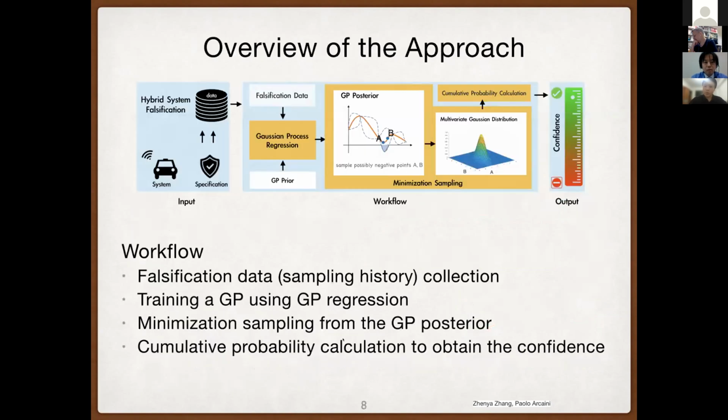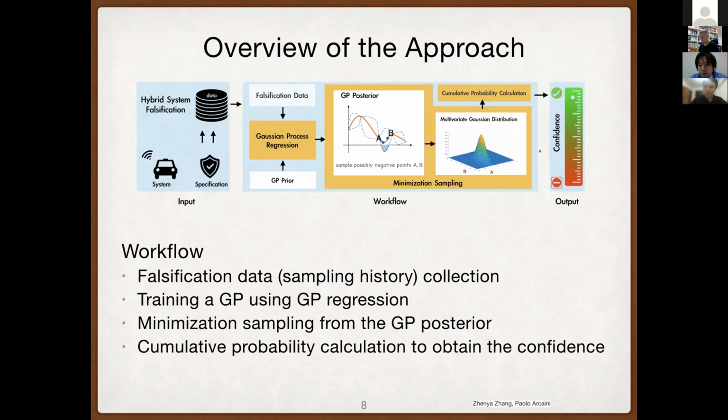Let me overview the approach. Basically, our approach treats the falsification sampling history, that is called the falsification data, as a training set. Then we use Gaussian process regression to train a Gaussian process that approximates the relation from the input signal to its corresponding robustness. The advantage of using a Gaussian process is that for any unknown input signal, it infers a Gaussian distribution that naturally contains the information of how likely this point is negative. Based on that, we sample in these suspected points. By definition, they form a multivariate distribution. Then we do a cumulative probability calculation and take that value as the confidence.